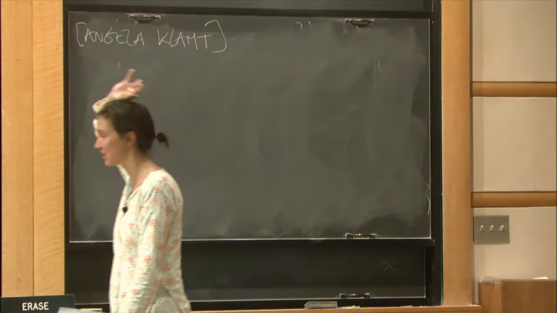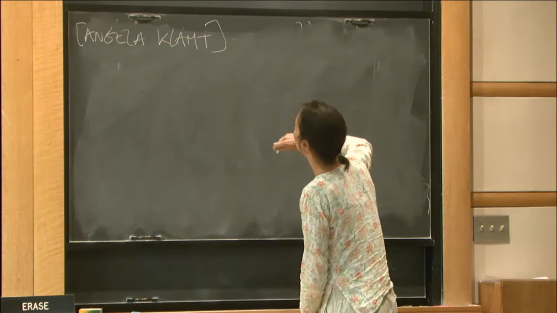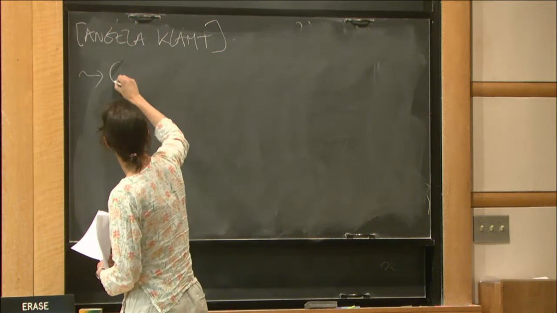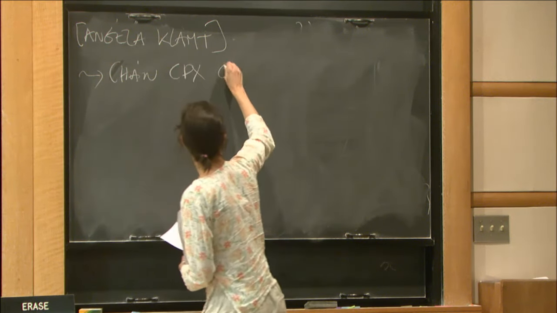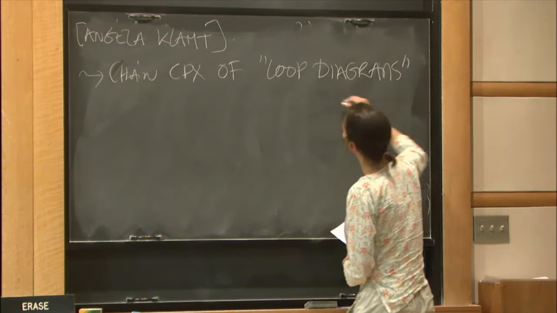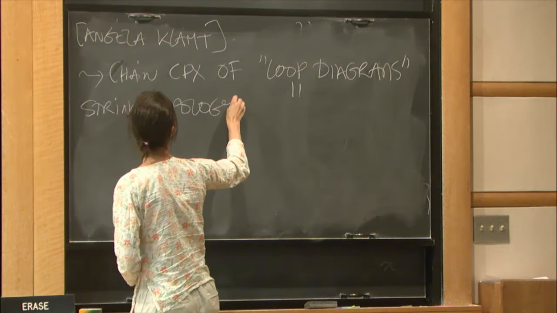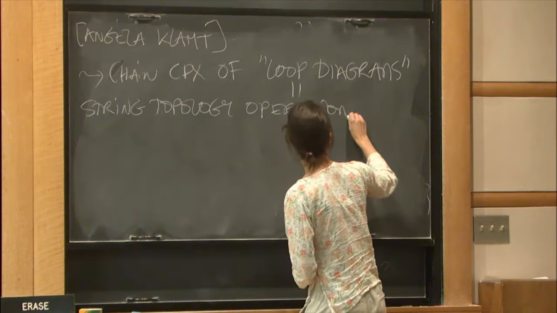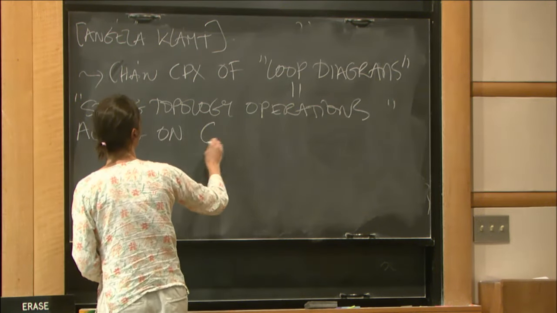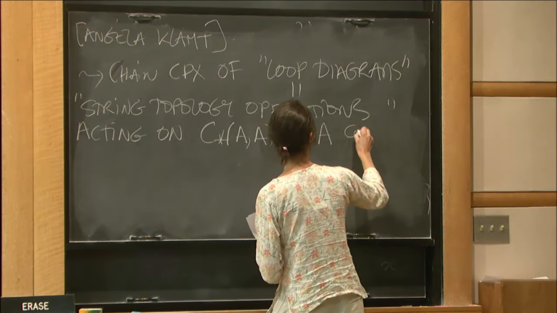Okay, so it's beautiful. She was just thinking algebra, right? She had just done commutative algebra, so thinking algebra, algebra, algebra, and then she put in Frobenius algebra, and then she came back with a chain complex of what she called, in the end, loop diagrams. And loop diagrams are really what I want to call string topology operations acting on the Hochschild complex of a commutative Frobenius algebra, right?